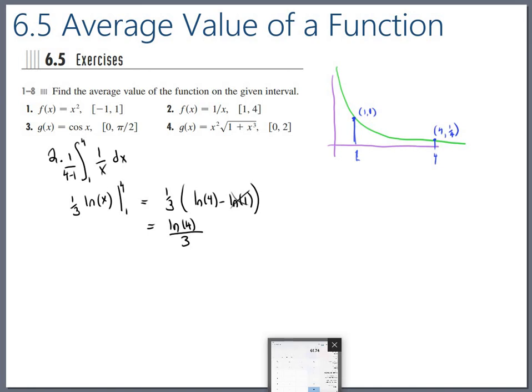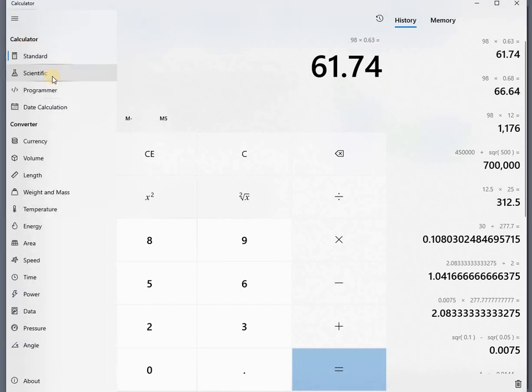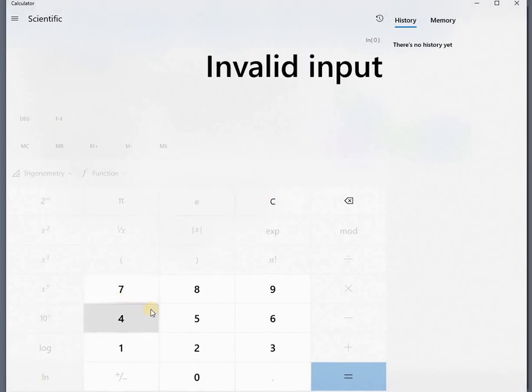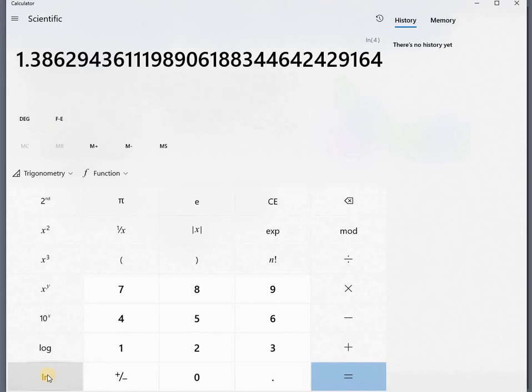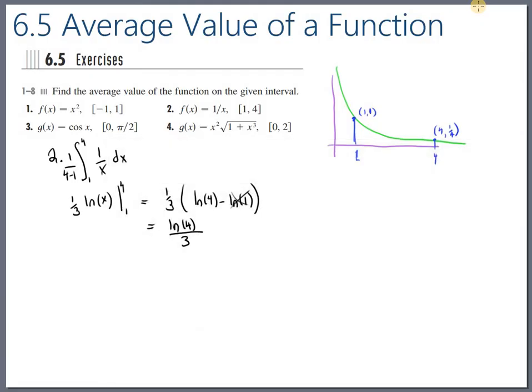So natural log of 4 divided by 3. Let's see, I need to be in scientific mode here, so I get a natural log key. So natural log of 4 divided by 3. About 0.46. Okay, it's only a little bit less than 1/2, so I was not completely right about the average, which is probably partly due to the fact that my drawing is not ruler accurate there. Anyway, that was number 2. Let's go ahead and do number 4 as well.